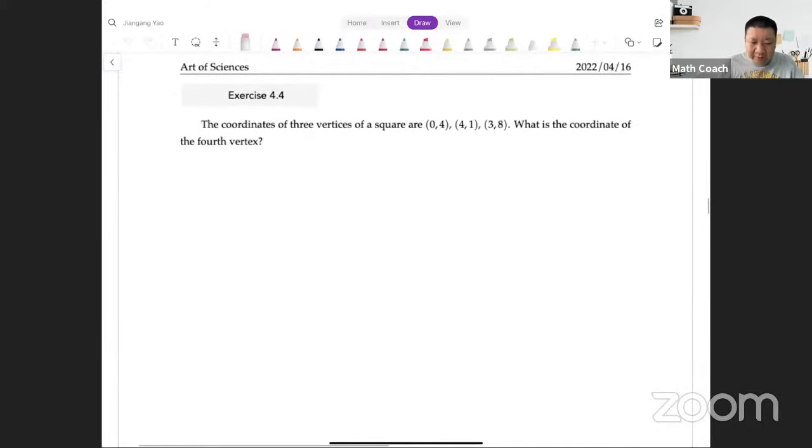So now problem 4. The coordinates of 3 vertices of a square are 0, 4, 4, 1, and 3, 8. What is the coordinate of the fourth vertex? Okay, 69, go ahead. Yes, your answer is correct.